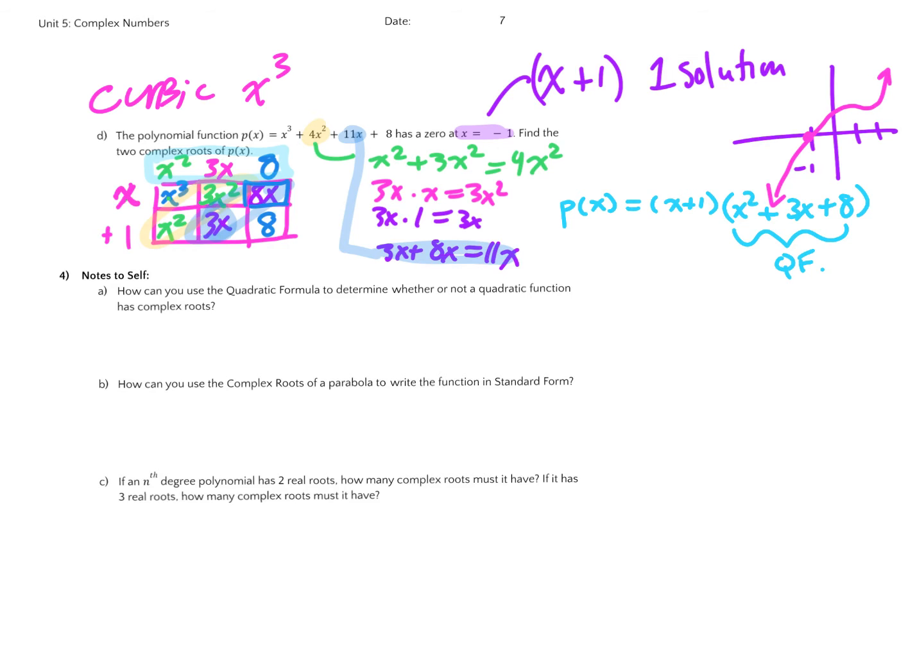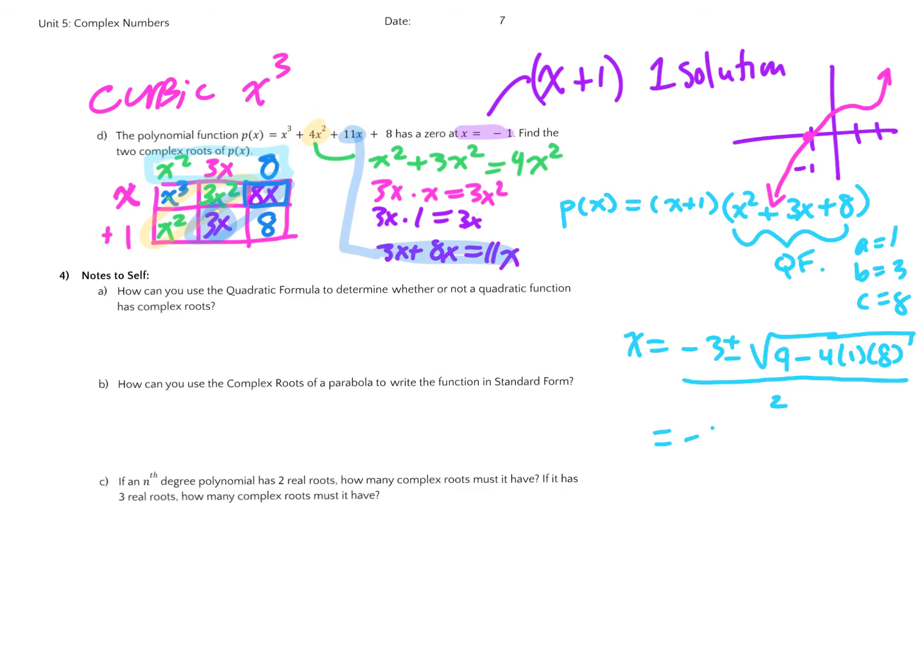Okay, so from there, I have A is 1, B is 3, C is 8. So I'm going to have x equals the opposite of 3 plus or minus the square root of 3 squared, which is 9, minus 4ac, 4 times 8, all over 2a, which is 2. So 9 minus 32. Where's my calculator? 9 minus 32 is negative 23.